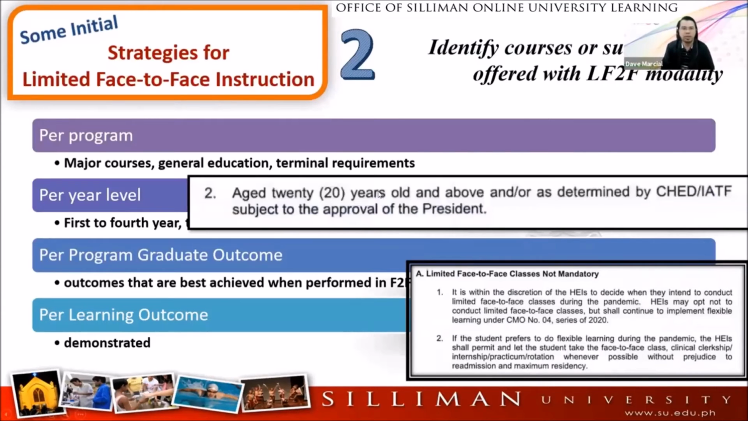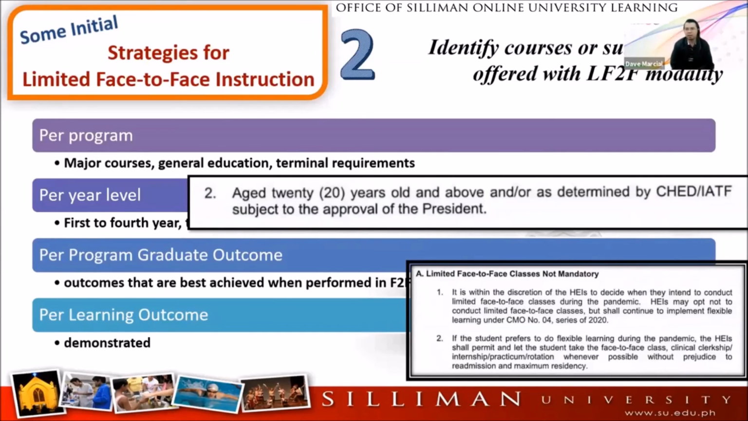But I just want to emphasize that for any courses or subjects that we assume to be offered, because of the age of freshmen in the new educational system, we start at 18 or 19 years old. So most likely, in general, courses or subjects in the first year and second year level of the curriculum totally cannot be part of the limited face-to-face, even if that is a major, even if one of the outcomes there is a demonstration, because again, per CHED IATF, 20 years old and above. Although there is a caveat here, a phrase: as determined by CHED.